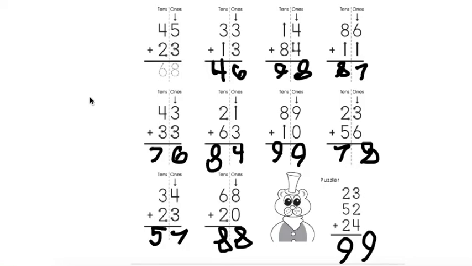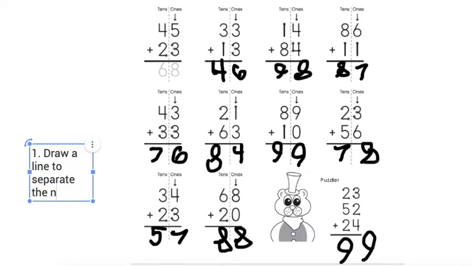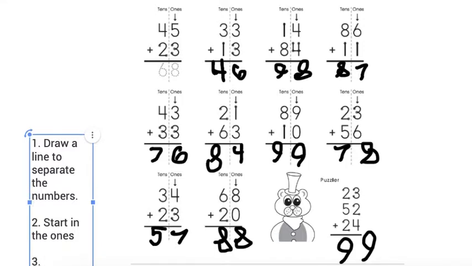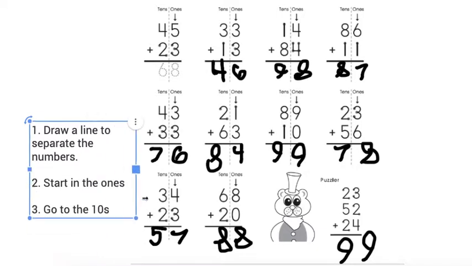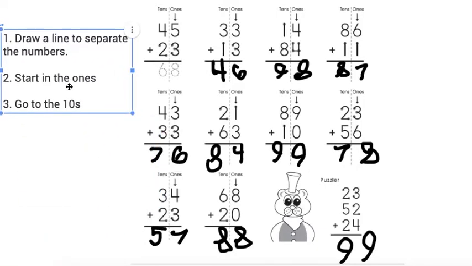Hi, Justin. So today we're going to talk about the work that you did yesterday for your math. So I'm going to make a list of the steps that we do when we get a two-digit adding problem. So we draw a line to separate the numbers. We start in the ones, then go to the tens. So that's our checklist.